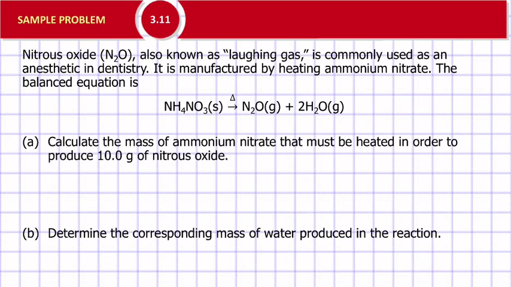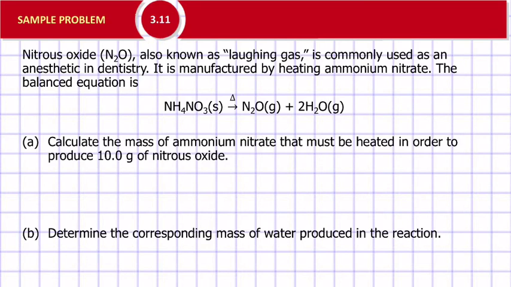Let's do the scary example from the book. Nitrous oxide, N2O, also known as laughing gas. What's another name for that? N2O. How did we learn to name it? Dinitrogen monoxide. It's commonly used as an anesthetic in dentistry. It's manufactured by heating ammonium nitrate. The balanced equation is given here.